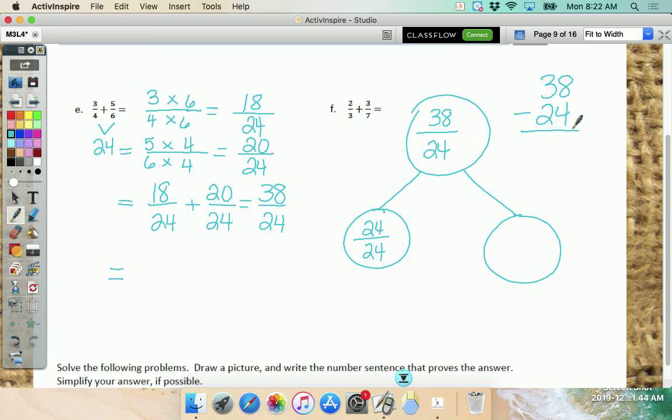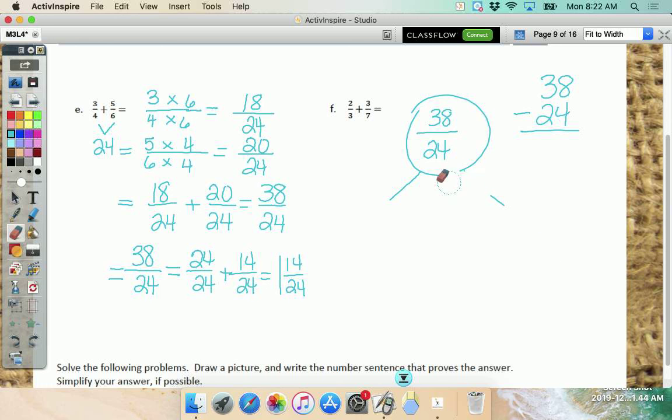And I could actually do it right here, couldn't I? 8 minus 4 is, and 3 minus 2 is, so what do I have? 14 24ths. So write this down. 38 24ths equals 24 24ths plus 14 24ths equals 1 and 14 24ths. And we're going to simplify. Give me a second here.